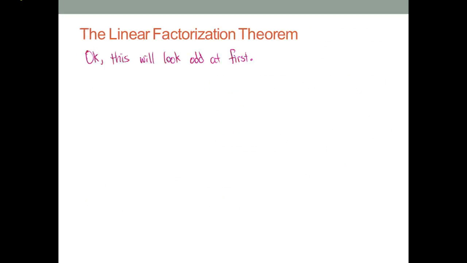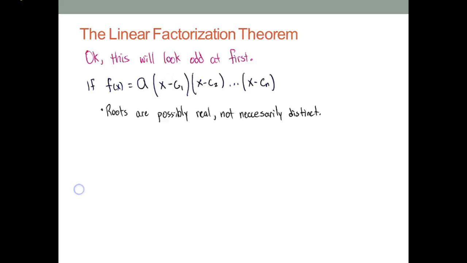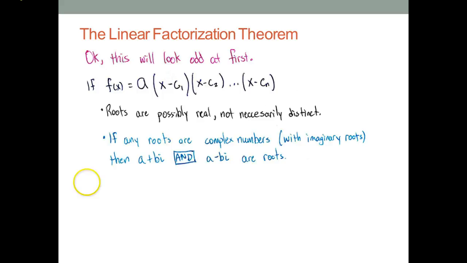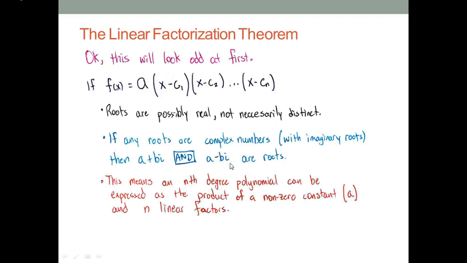Okay, so the linear factorization theorem. In bright pink, I have it written down. This is going to look odd at first. Yep. So what does this mean? Roots are possibly real. They're not necessarily distinct. If any roots are complex numbers, then a plus b times i and a minus b times i are... All right, hold on. We've got to get an example. This means the nth degree polynomial.